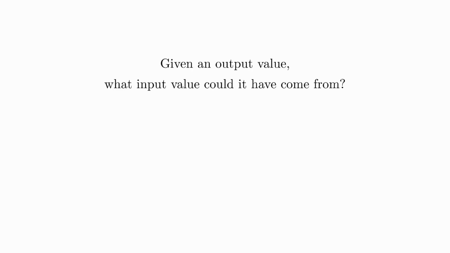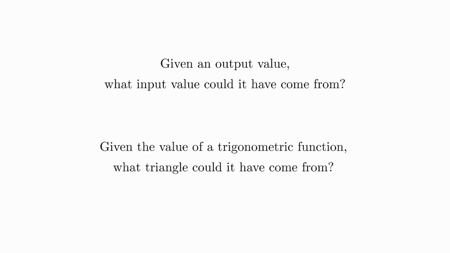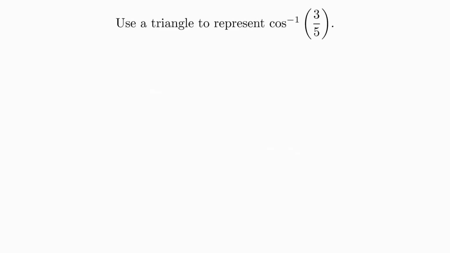We've talked about the inverse trigonometric functions from a purely functional perspective, but it's also important to understand them from the geometric perspective of right triangles. The inverse function attempts to answer the question, given an output value, what input value could it have come from? We can reinterpret this question specifically for trigonometry by asking, given a trigonometric function, what triangle could it have come from? This makes the most sense by working through an example.